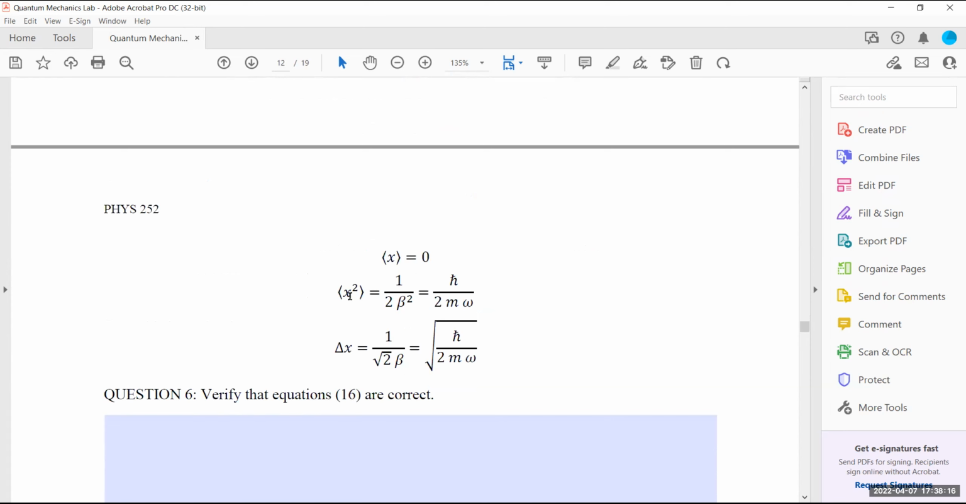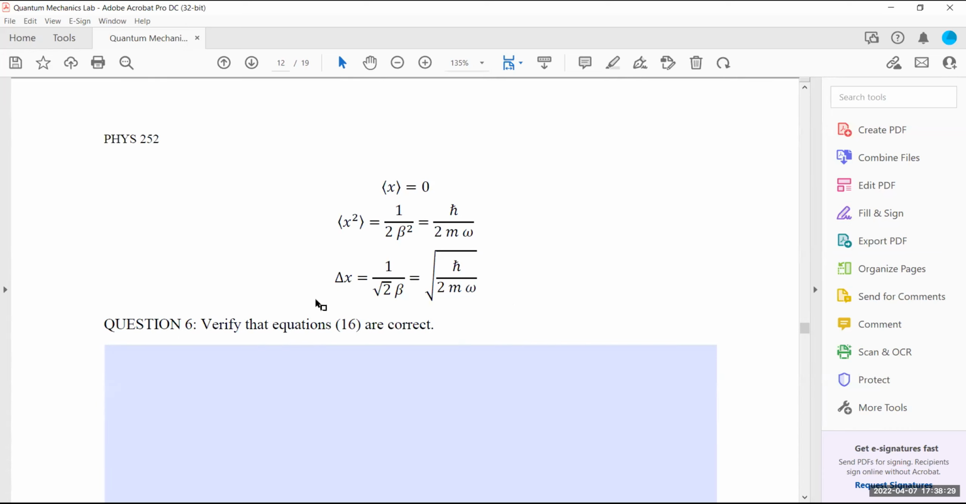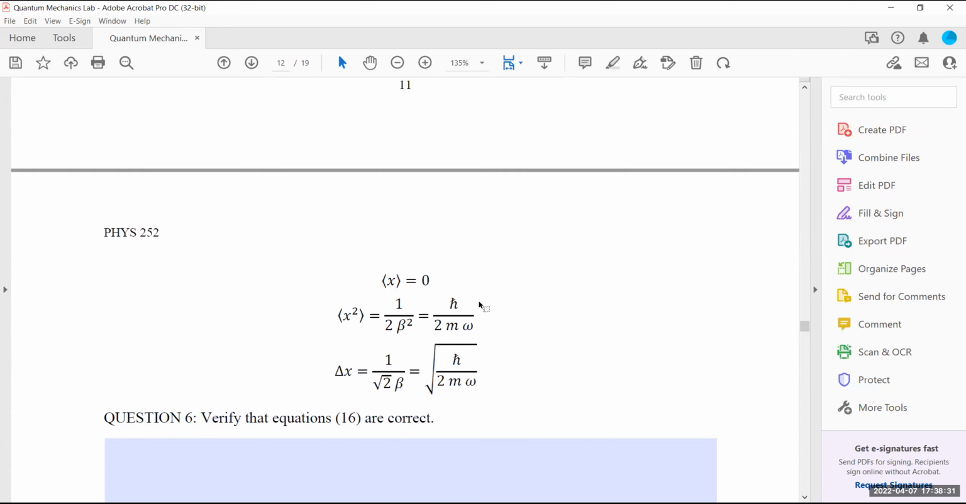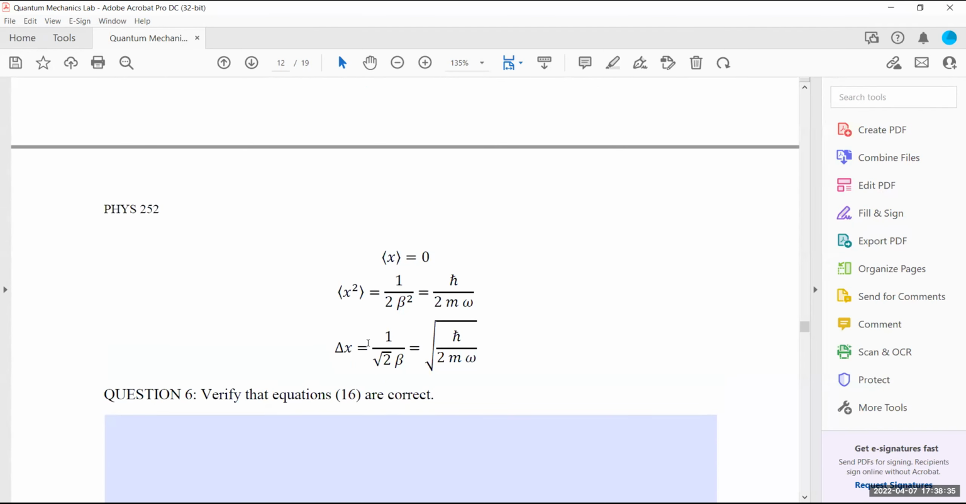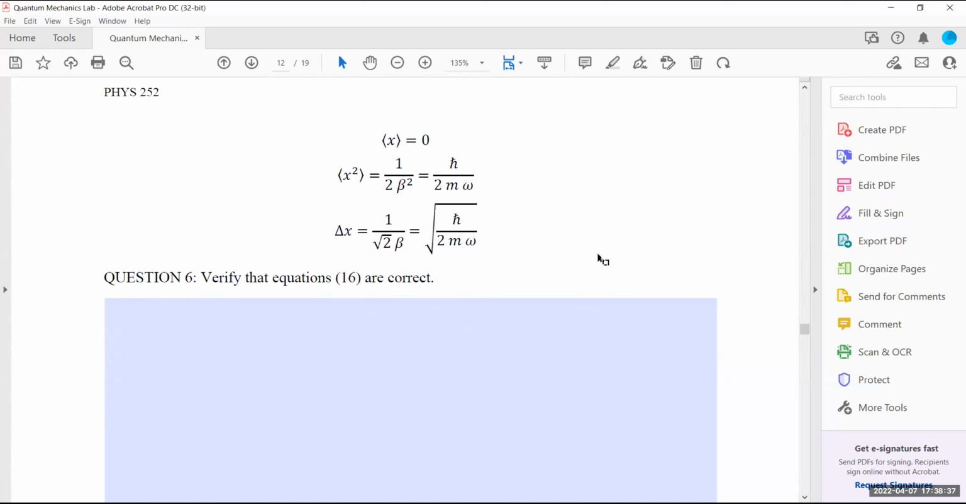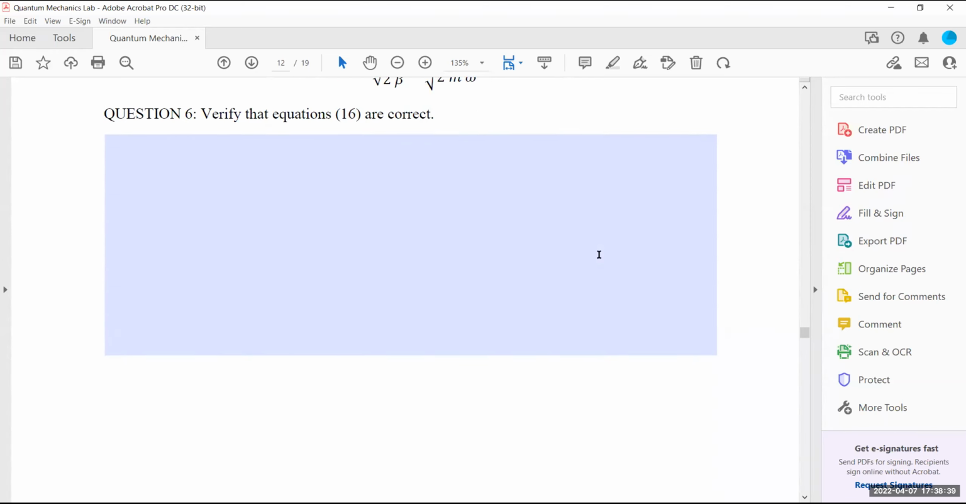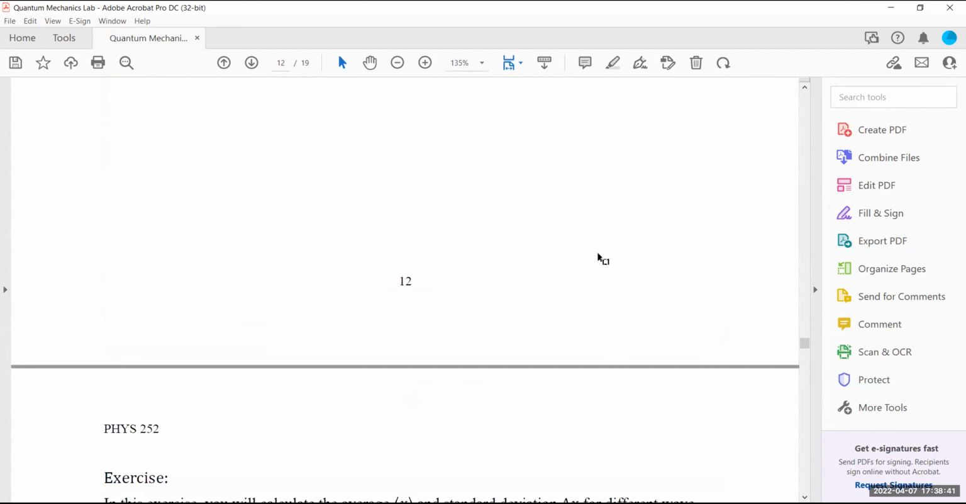And you can find the value of x squared. The only thing in here is that you have to shovel the values of x squared. Now the delta x is just the square root of this number because this one is 0. Okay, so it's going to be the RMS exactly. Okay, verify that equations 16 are correct. These are equation 16, all of them. Okay, so I hope that you will not have difficulty with these calculations.